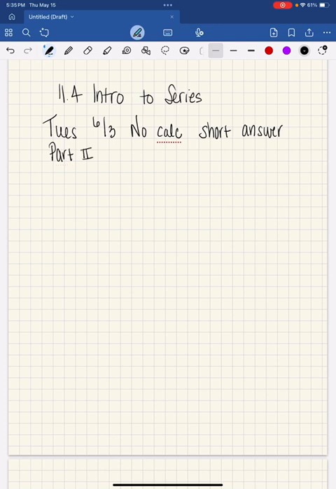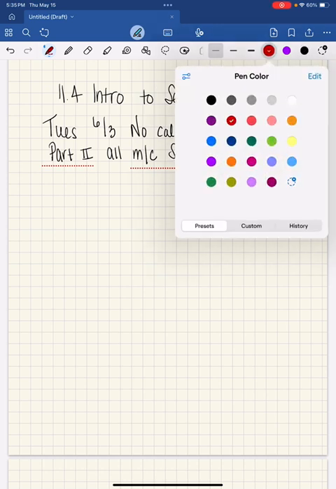Part two will be all multiple choice, and it will be scientific calculator. If you do not own a scientific calculator, go get one. You're going to need it in trig honors, in calculus, and probably in chem or bio or physics and everything else. So get a scientific calculator. Yes, I have some you can borrow, but once they're all lent out, that's it.